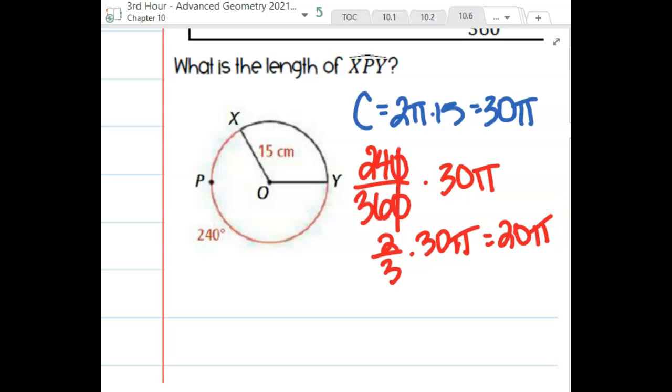And what's my unit going to be? Still just centimeters, because we're just talking about a distance. So it'd be 20 pi centimeters. This is the new part today. Similar to what we did yesterday, just kind of adding a little bit.